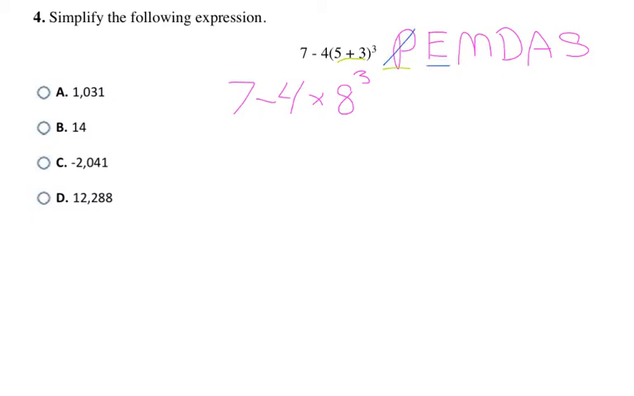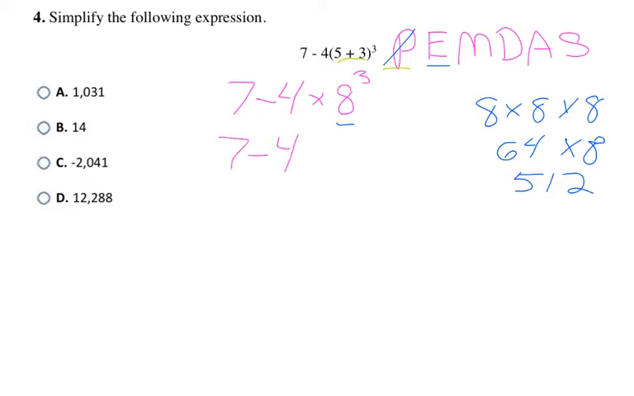Next is my exponents. So here I have 8 cubed, which doesn't mean 8 times 3. Do not make that mistake. It makes 8 times itself 3 times. So 8 times 8 is 64, and then 64 times 8 is 512. So that means here I'm going to have 7 minus 4 times 512. So now I have exponents done.